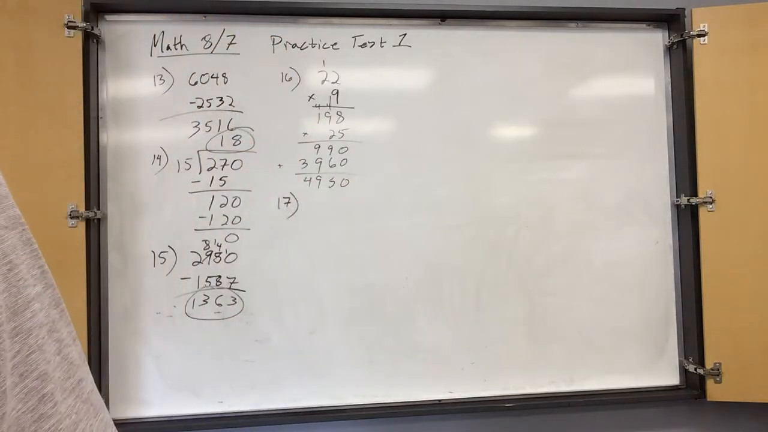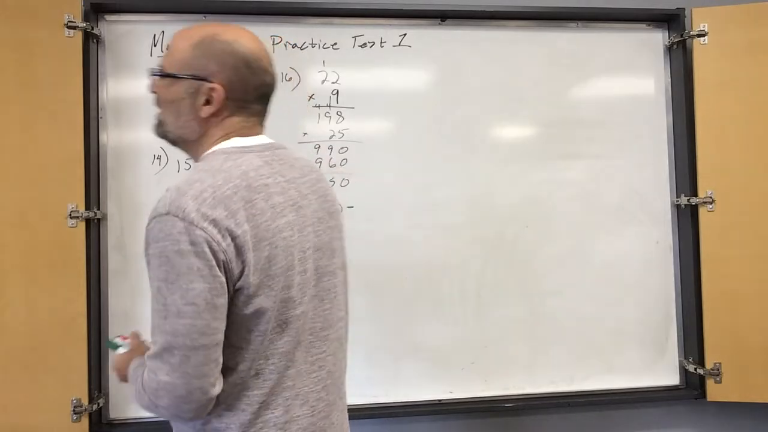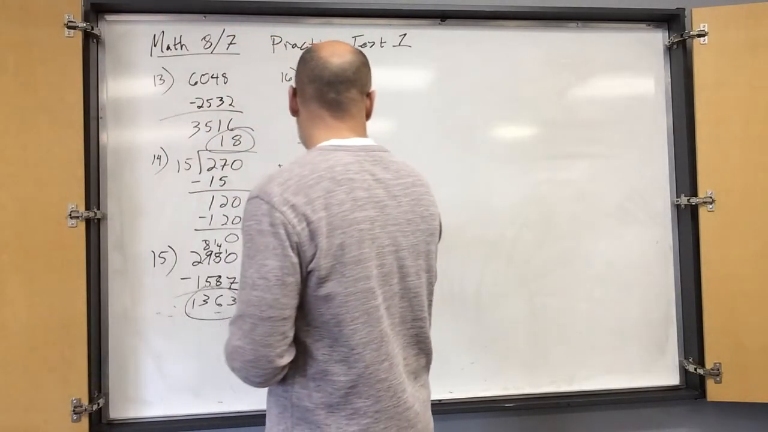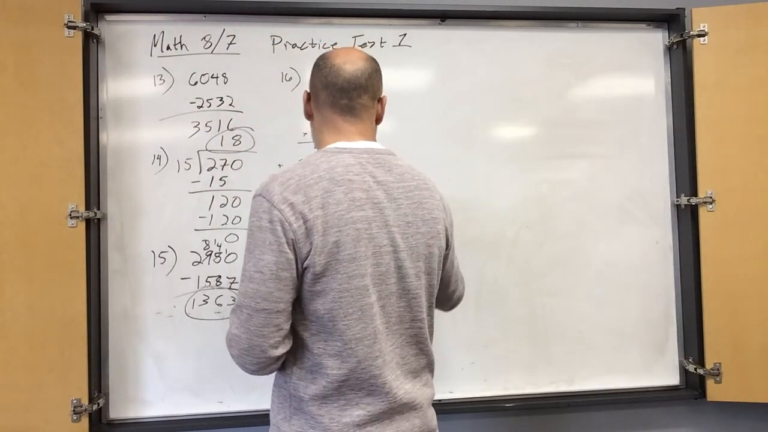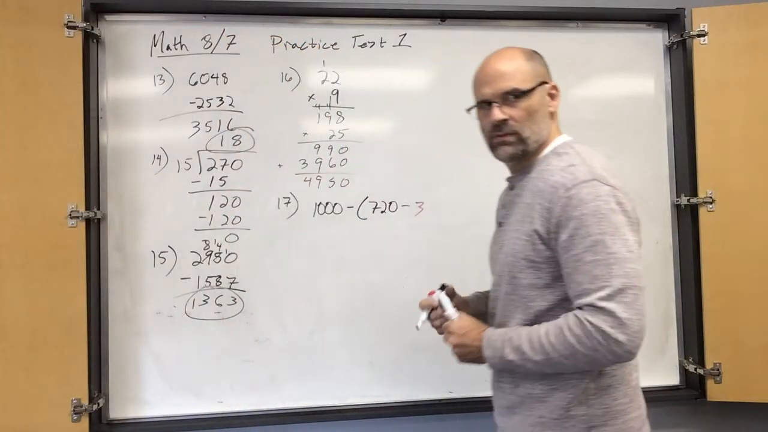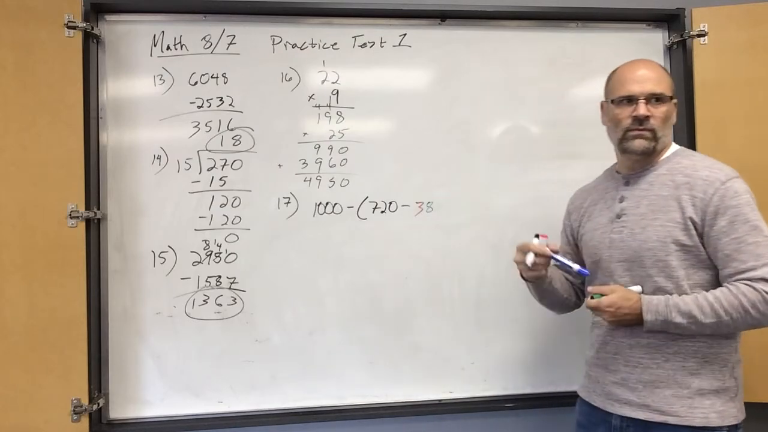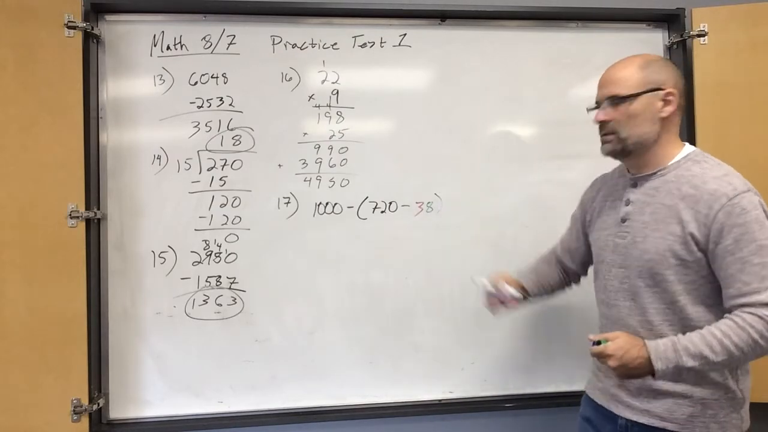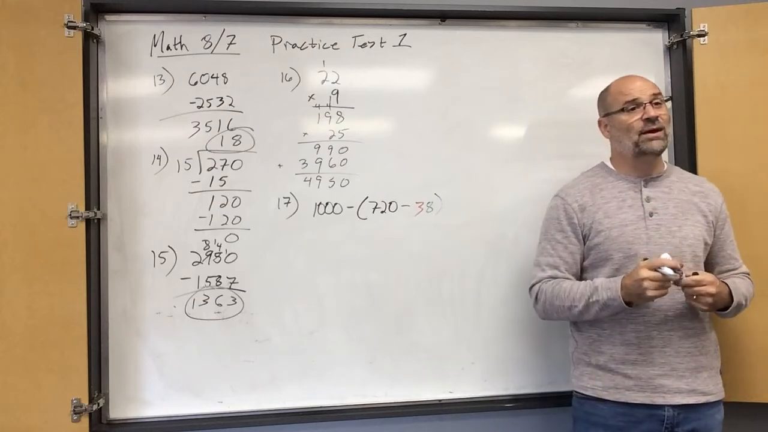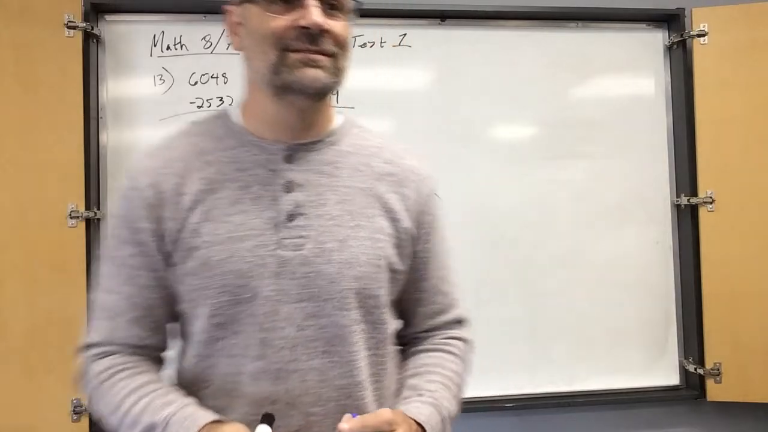Number 17 is 1,000 minus 720 minus 38. If my friend was here, she'd probably explode. Is that better? Yes. Okay. Isn't it pretty? Does it make you want to eat Skittles?